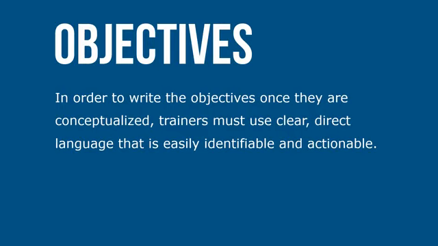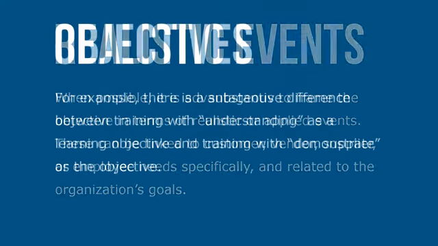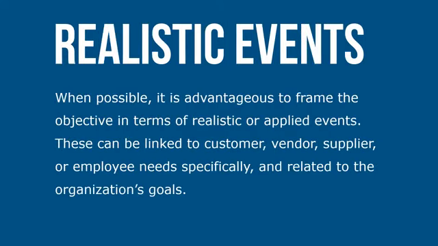In order to write the objectives, once they're conceptualized, trainers must use clear, direct language that is easily identifiable and actionable. For example, there is a substantive difference between training with understanding as a learning objective and training with demonstrate as an objective. When possible, it's advantageous to frame the objective in terms of realistic or applied events.